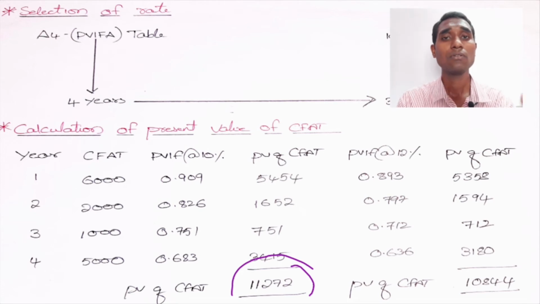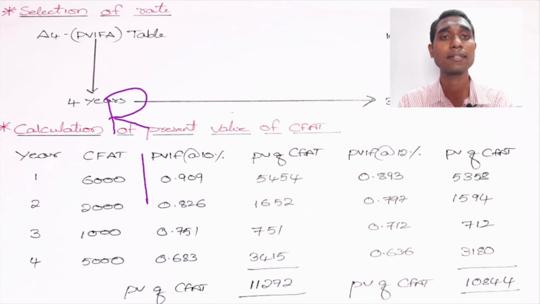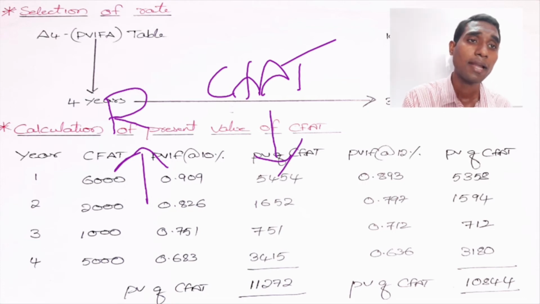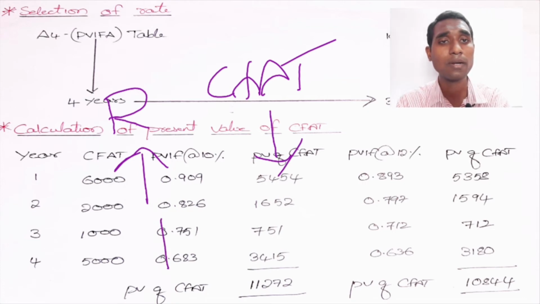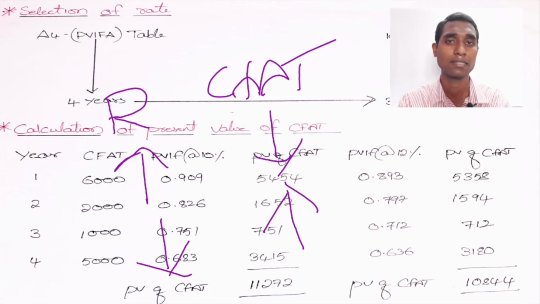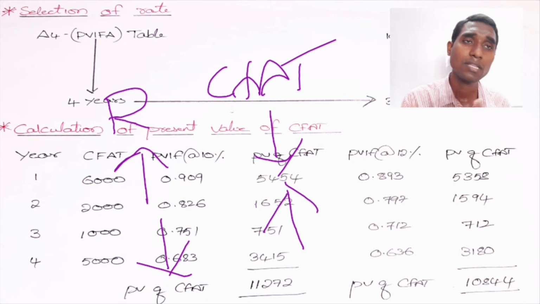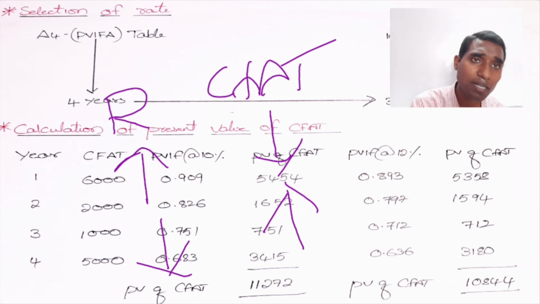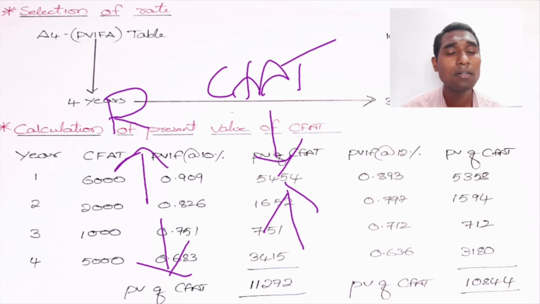So, we know the trick: if you try at a higher rate, the CFAT will decrease, and if you try at a lower rate, the CFAT will increase. These are quite opposite. So, if you try at a higher rate, your CFAT will come down, and if you try at a lower rate, your CFAT will increase. See, our goal here is to get a figure less than 11,000.